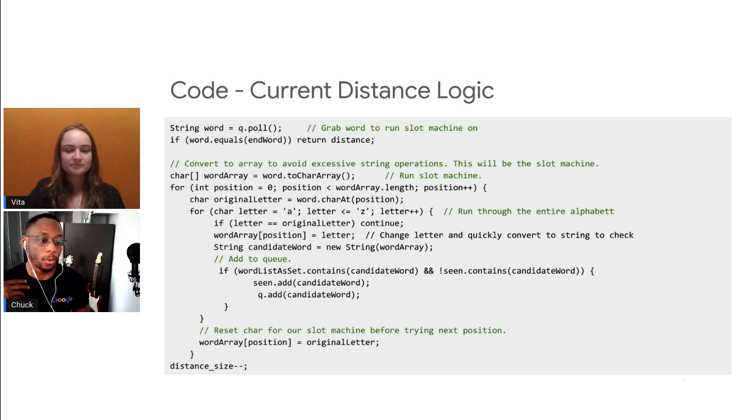Okay, so for every candidate word, we're going to do two things. Are you in the word list? And have I not seen you before? Okay, if that's true, then we're going to go ahead and add you as a viable word to our queue, all the while keeping track so we make sure we don't revisit you later on. Then we reset the character, right? And then prepare for the next slot machine run. At the very end, we subtract from the distance size every time we process a node at the current distance.